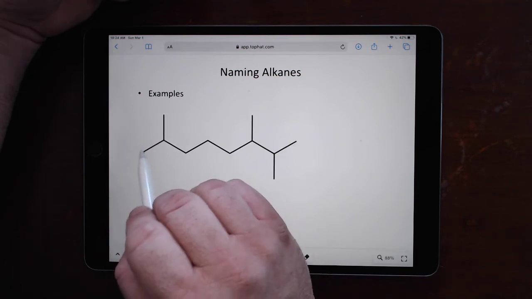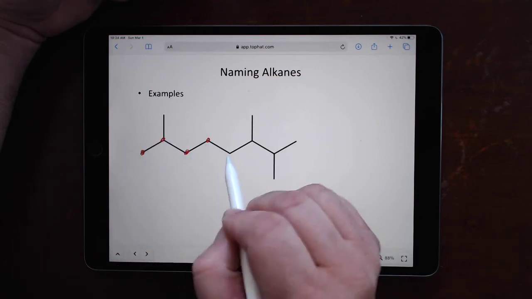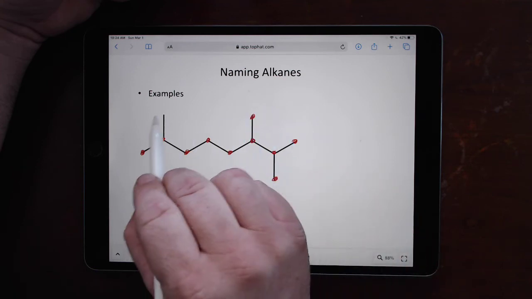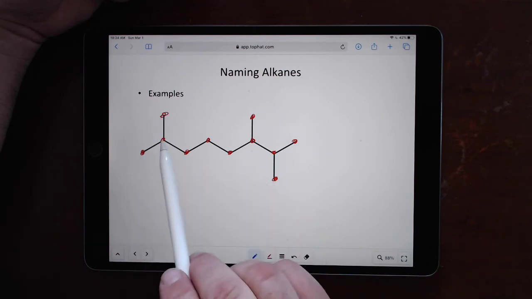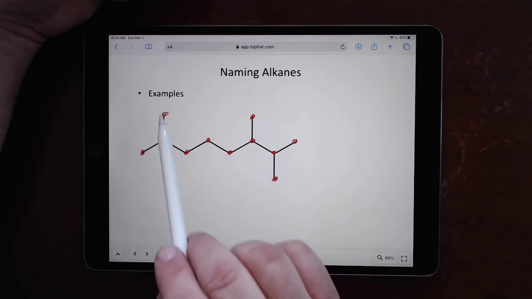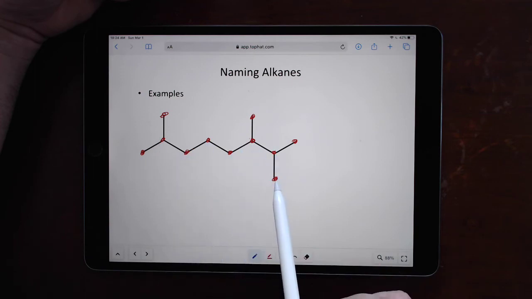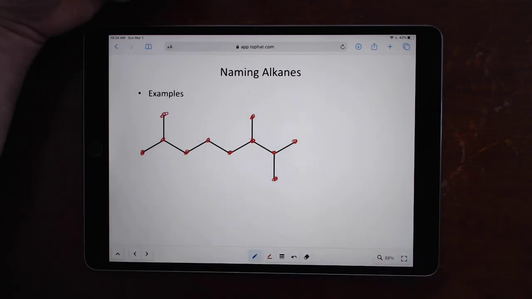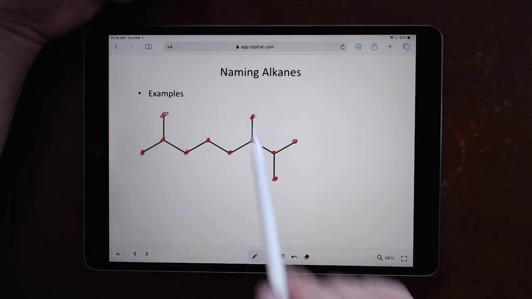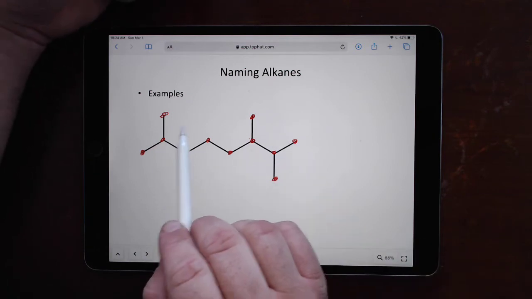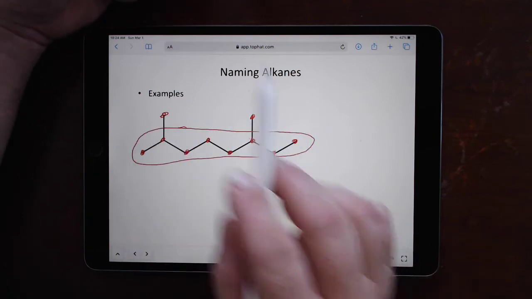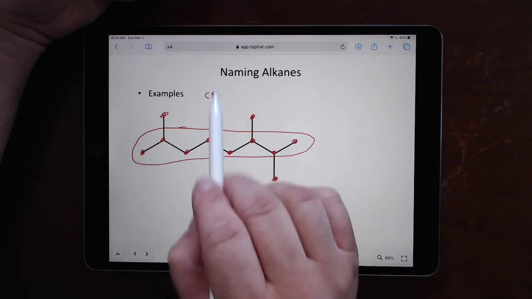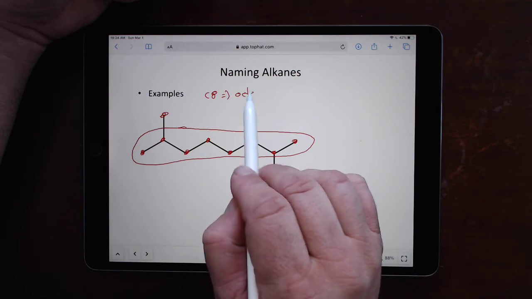Okay, and so for this one, it's going to go 1, 2, 3, 4, 5, 6, 7, 8. In this case, it doesn't matter. No matter which one of those you choose, you're going to end up having 3 methyl groups. And so, just out of convenience, let's just do the horizontal. So that'd be C8, 1, 2, 3, 4, 5, 6, 7, 8. So that would be octane.